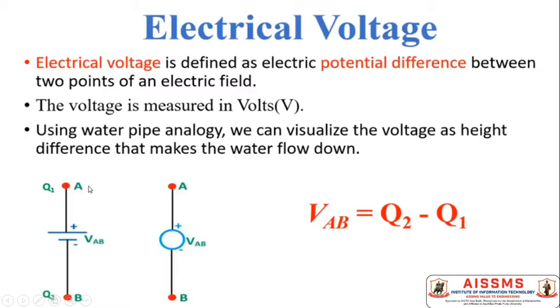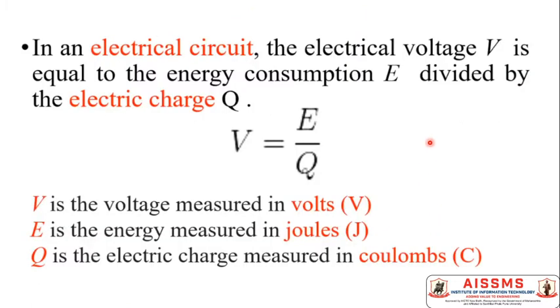Let there be charge Q1 at point A and charge Q2 at point B. The potential difference between A and B, VAB, is equal to Q2 minus Q1. In an electrical circuit, the electrical voltage V is equal to the energy consumption E divided by the electric charge Q. Mathematically, V is equal to E divided by Q.